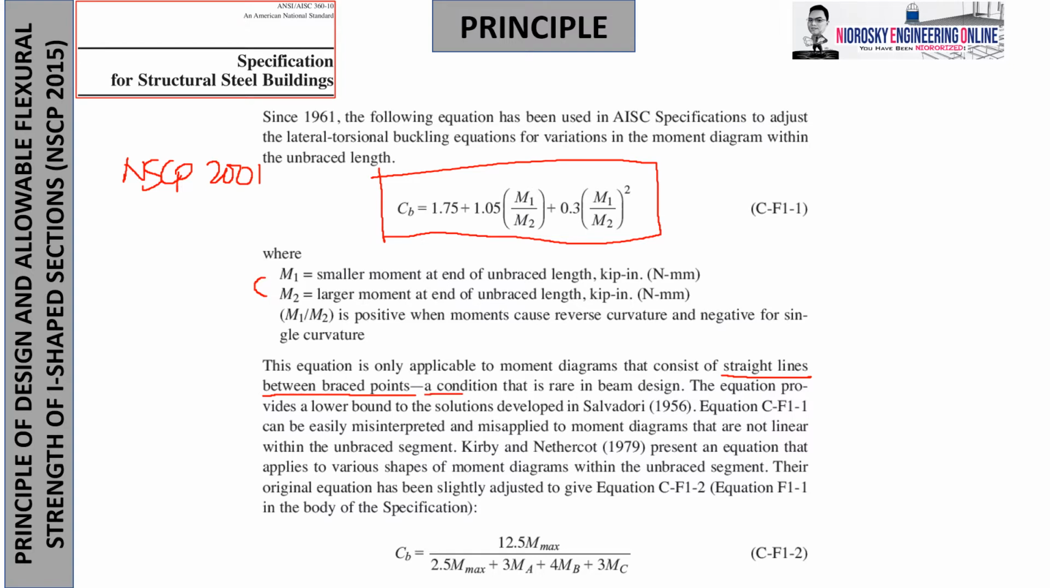So, which is a condition that is rare in beam design kasi nga may beam weight, no? 0 degree load. So, pag drawing mo yung parabolic, performance of parabolic equation. So, therefore, there should be a realignment of that. Kaya ito nag-arrive sa C sub B equals 12.5 Mmax all over 2.5 Mmax plus 3MA plus 4MB plus 3MC, where all moments are considered absolute.